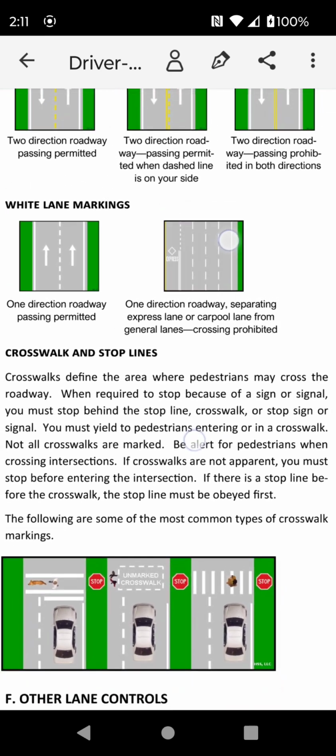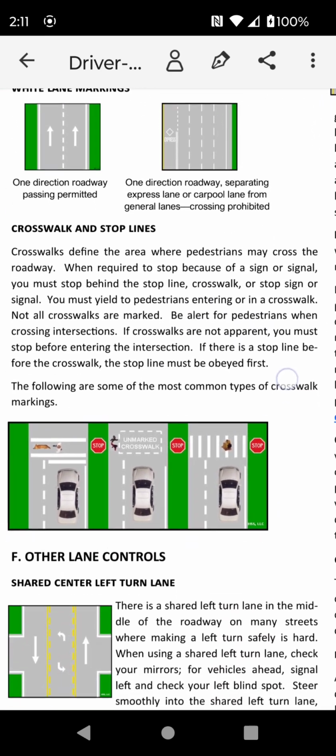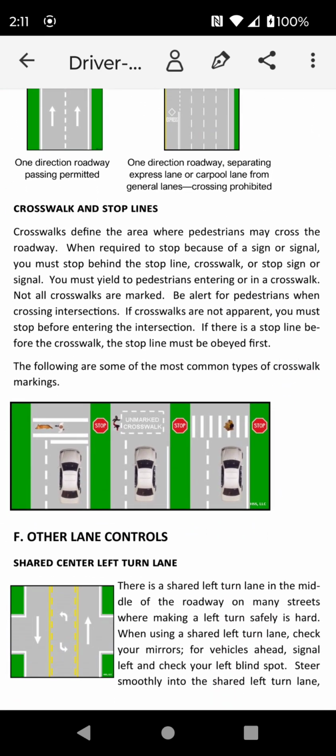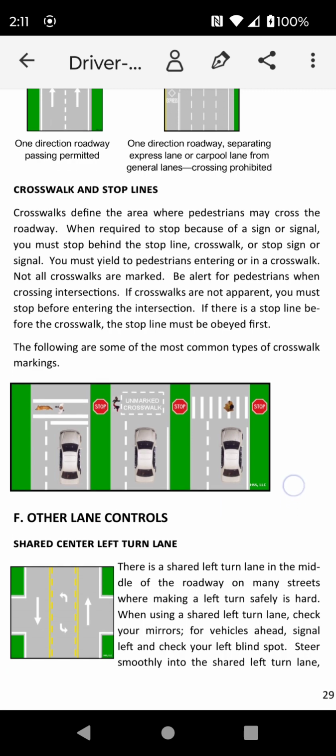Okay, let me do that and bring it back out a little. Now, what that one says underneath obviously says one direction roadway separating express lane or carpool lane from general lanes, crossing prohibited. Remember to follow the rules when on the express lane. Do not speed through the express lane. People like to do that.